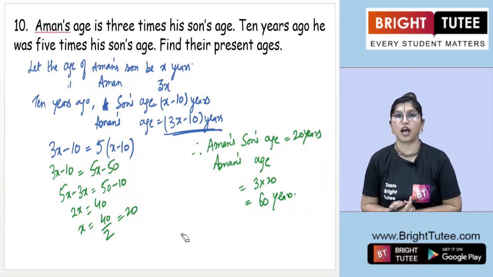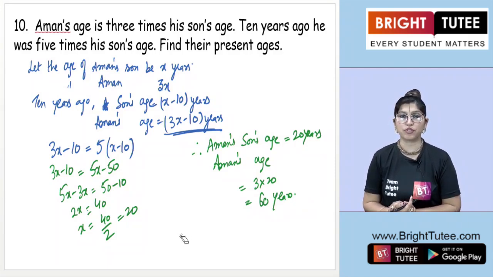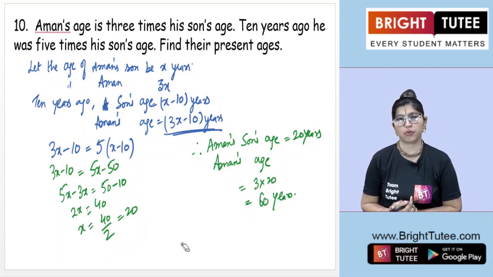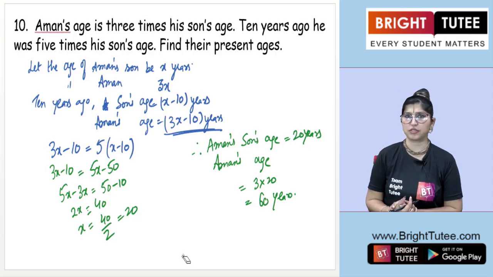So this is how we solve these kind of word problems. So we have completed or covered all the questions of this exercise. We will be coming back with extra questions and other exercises' questions in the next video lectures.